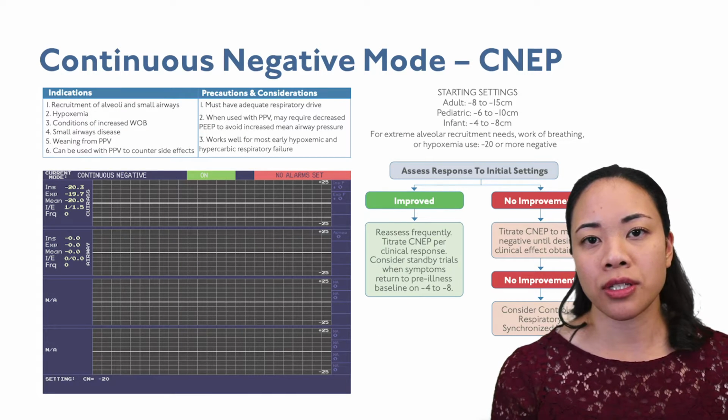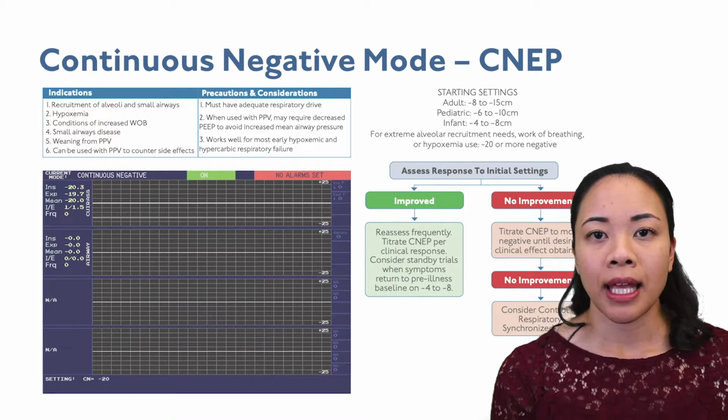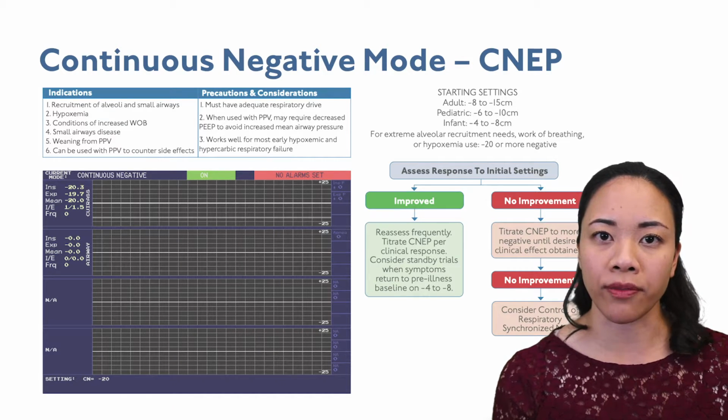Precautions and considerations include patients must have an adequate respiratory drive. It also works well for most early hypoxemic and hypercarbic respiratory failure.